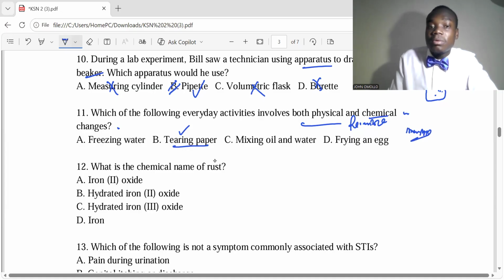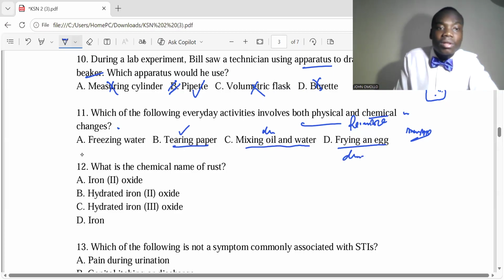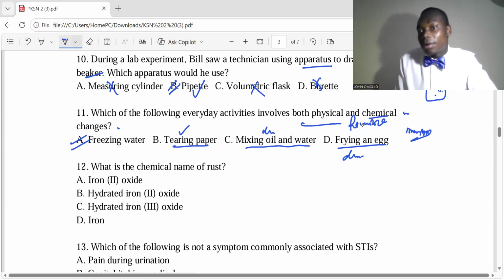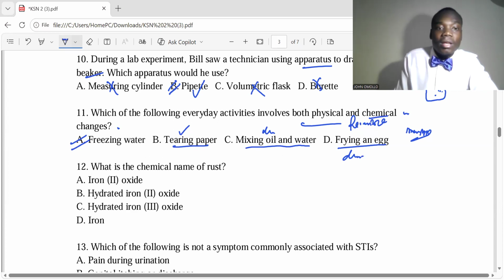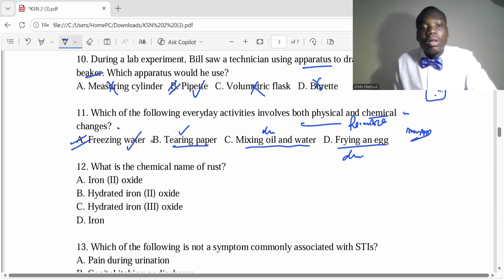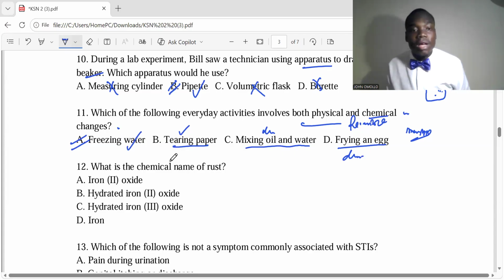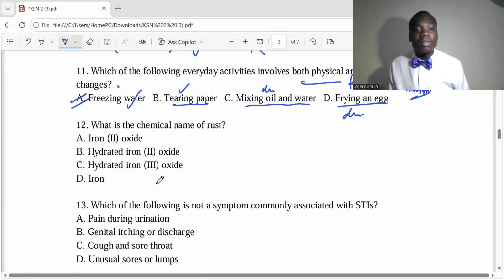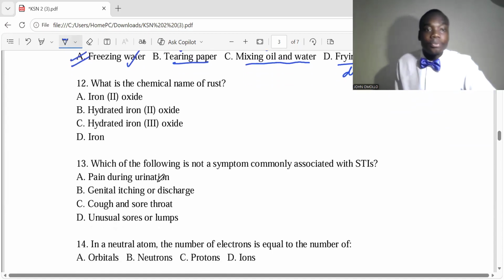So anything irreversible is chemical change. Mixing oil and water, again, that is chemical change. Frying an egg, that is chemical change. It is not physical change. So in this case, freezing water can be seen as physical and chemical. So any question that will ask you which of the following involves both, and freezing of water is there, that will always be your answer. So in that case, our answer is choice A.